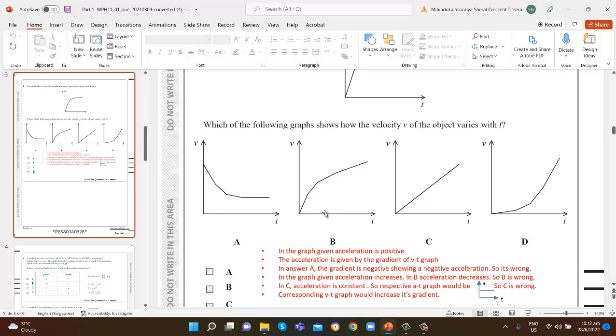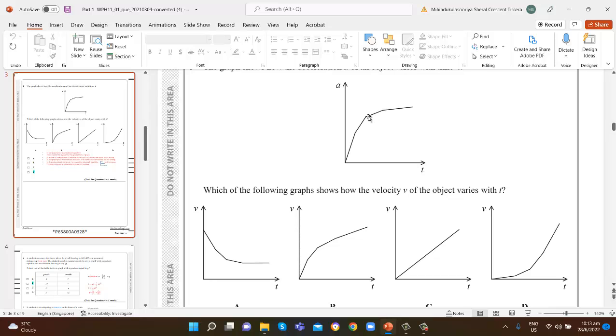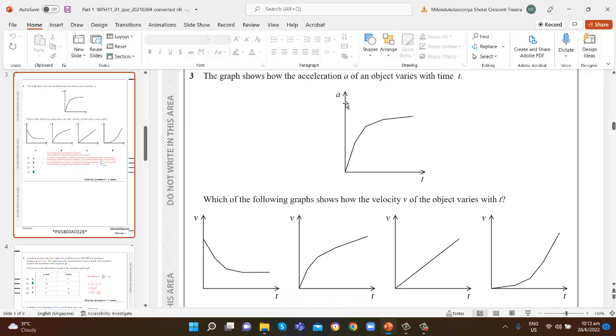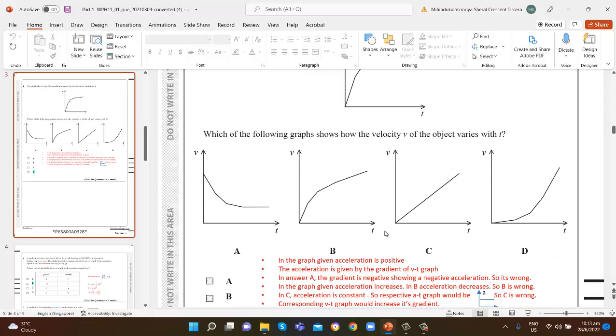Okay, it's wrong. When you go to B, in B acceleration decreases. Now see here, in the graph given, acceleration is increasing. That is a positive gradient. But in the Vt graph in B, acceleration is now the gradient. I'll tell you again, in the AT graph, when time goes, A increases. Can you see? A increases. When you come to the Vt graph in B, acceleration is the gradient. So now here the gradient is decreasing. Finally, it is almost zero, parallel to the t-axis. So B is wrong. We want the Vt graph with an increase in acceleration.